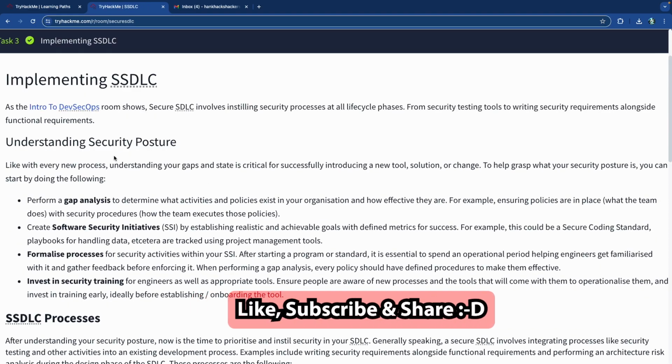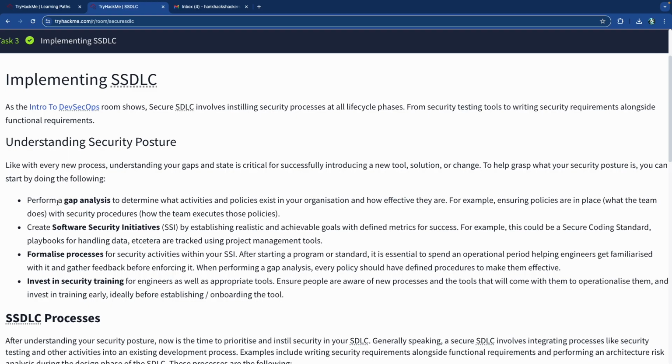All right, the big part to implementing SSDLC is to understand your security posture. And the first thing that you have to do is to perform a gap analysis that determines what policies and activities exist in your company and how effective they actually are, if there are any gaps between your policies and procedures, and what needs to be done to fill in those gaps. So for example, ensuring policies are in place, meaning what the team does, with security procedures, which means how the team executes those specific policies.